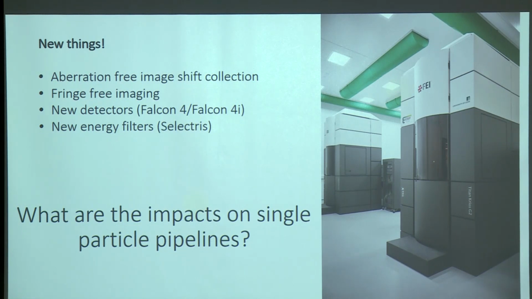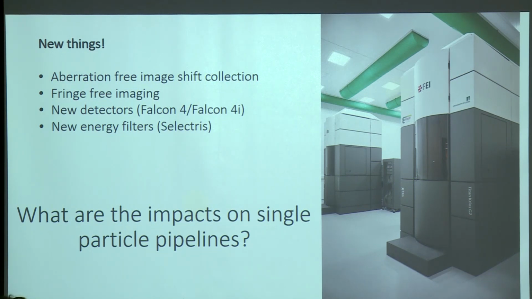These include something called aberration-free image shift collection, or that's what Thermo Fisher calls it. So basically, we have the ability to collect data, rather than moving our microscope stage around all the time when we want to collect pictures, we can move to a single location and tilt the beam in order to collect micrographs. So we have to do fewer stage moves, which speeds things up, and you get more data.